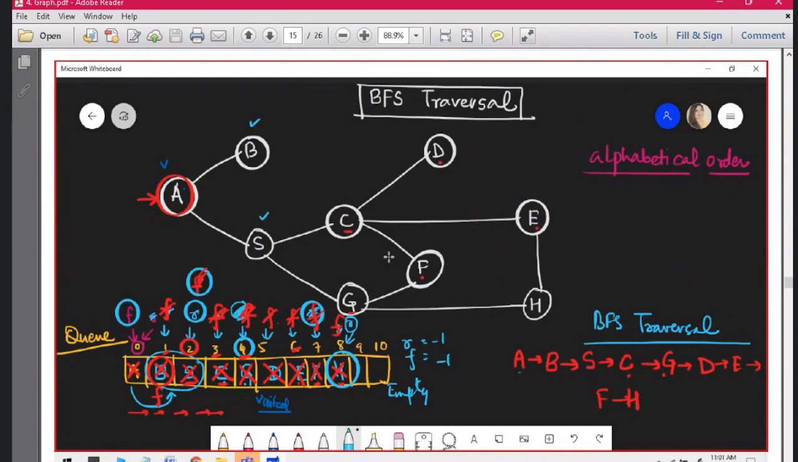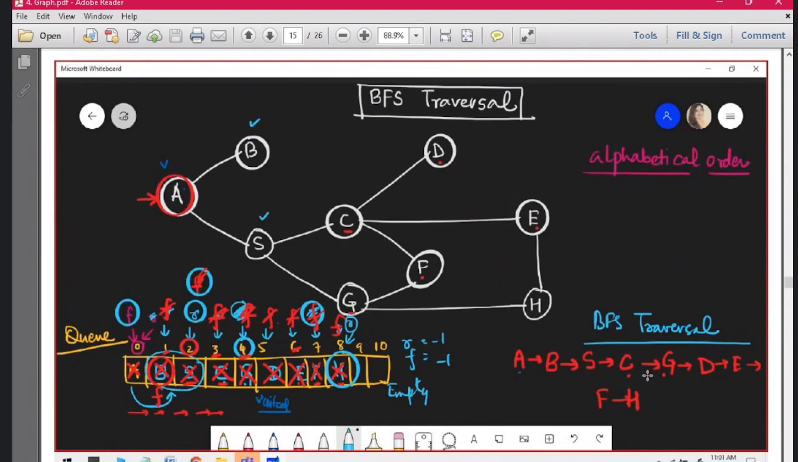Now I'll go to the next neighbor, that is S. What are the neighbors of S? C and G. Write it in alphabetical order. So I'm writing C and G. First I'm writing C and then I'm writing G. After that, what you need to write? You have written the neighbors of S, then you will write C and G, and now you will pick the next node, that is C, and the neighbors of C are D, E, and F. Again, you will write it in alphabetical order. So I have written D, E, F.